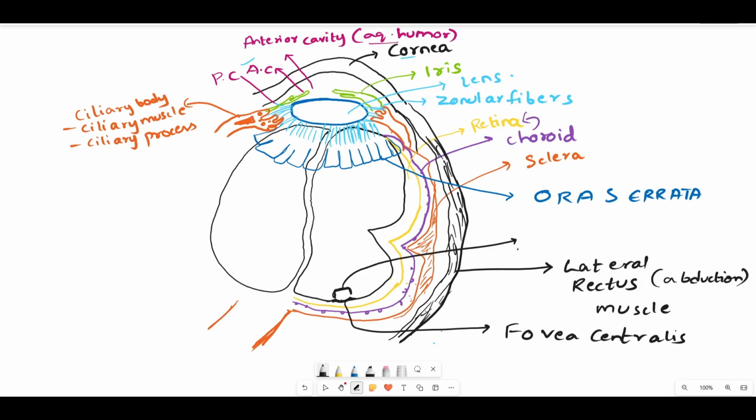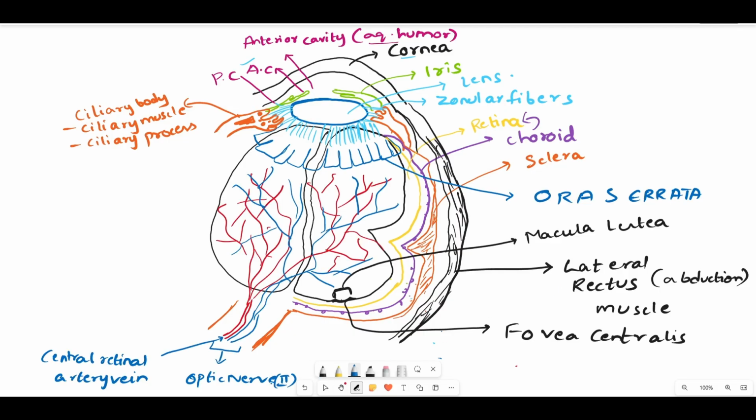This space we can call the macula lutea. So what is the macula lutea? It is an area that is responsible for sharp central vision. So this area is responsible for sharp central vision.